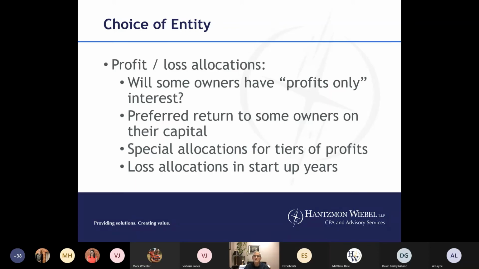all the losses get allocated to me so I can use them to offset other income. And then only in the later years do we share the profits with the person who was the service provider. Again, that's a fairly common arrangement, but it does particularly impact the choice of entity. So understanding what the client's trying to do and what their business is about is really, really important.